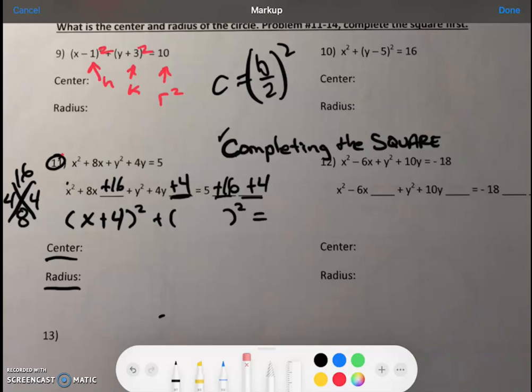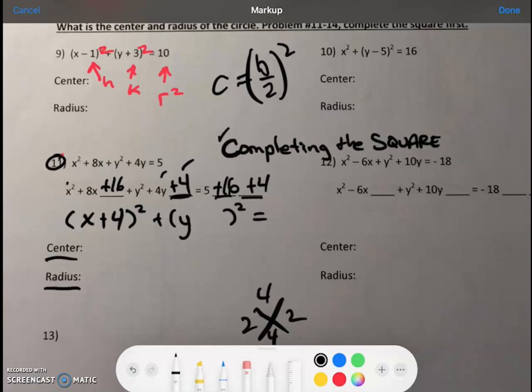And we're going to repeat that process for the y values here. What two numbers multiply to 4 and add up to 4? The same numbers, it's 2 and 2. So we're going to say (y plus 2) squared. Then on the other side, we're just going to go 5 plus 16 plus 4, that is 25.